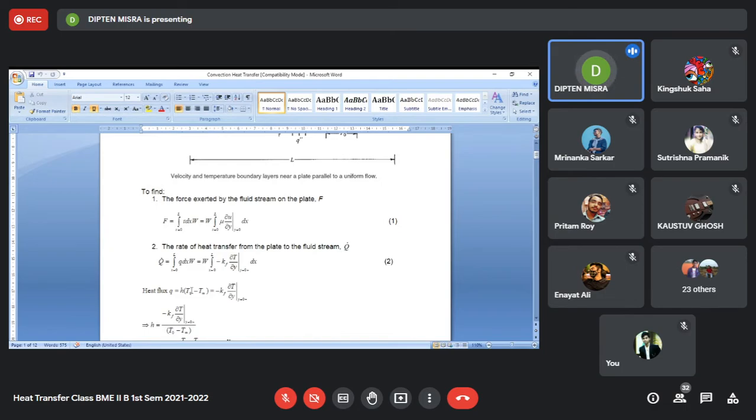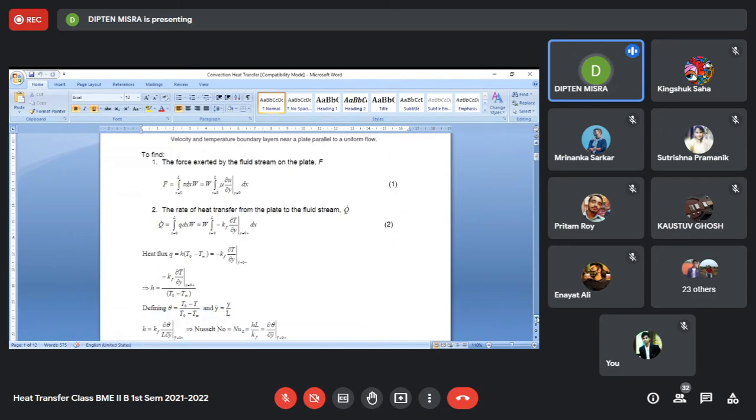But when you don't know, how do we proceed? You can also write this heat flux as minus Kf into del T del y at y equal to 0 plus. If we know this, then from there we can find the value of h. In other words, h is equal to minus K del T del y at y equal to 0 plus, divided by T0 minus T infinity, where T0 is nothing but T at y equal to 0.